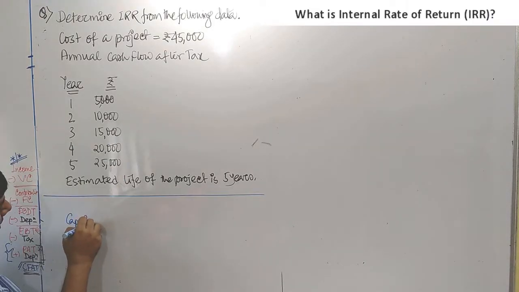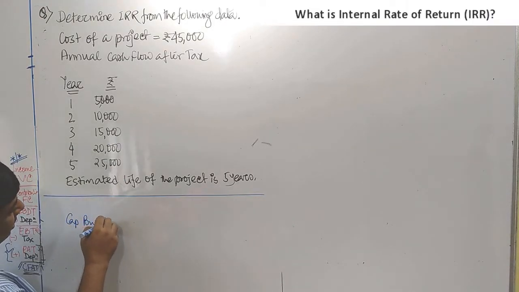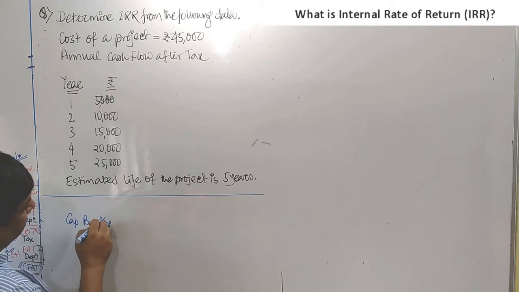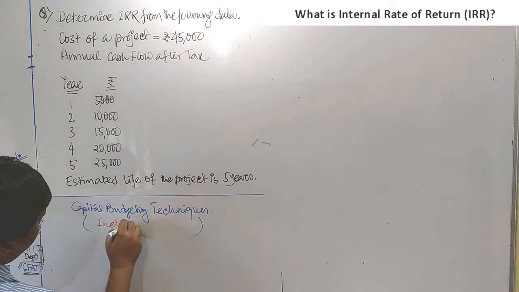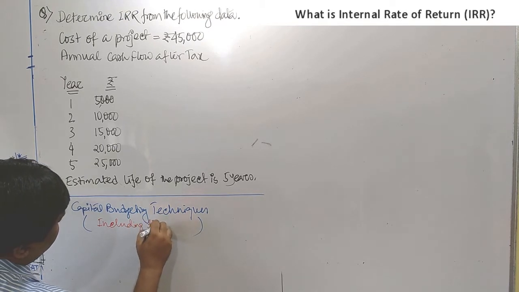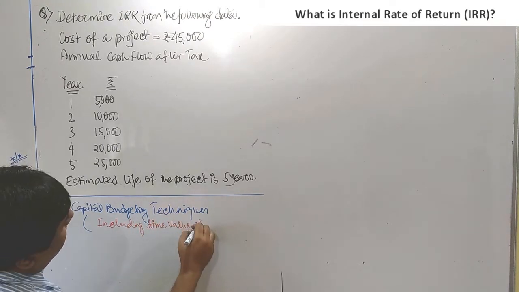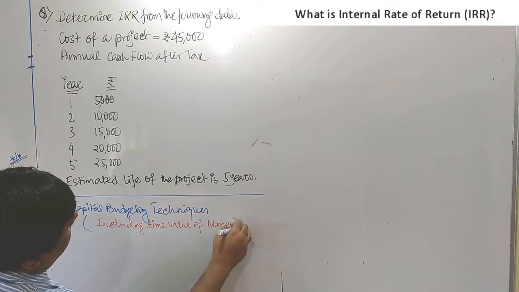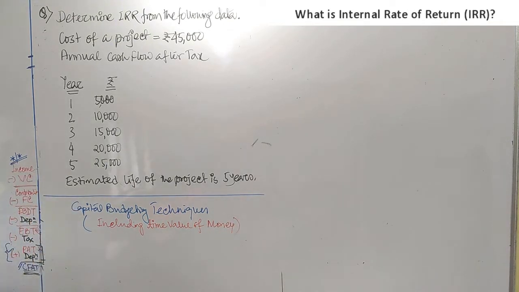Well, capital budgeting including time value of money, where we consider time value of money. In these figures, we learn till now two specific techniques. One is NPV, another one is PI. NPV and PI are almost the same in respect of calculation procedure.